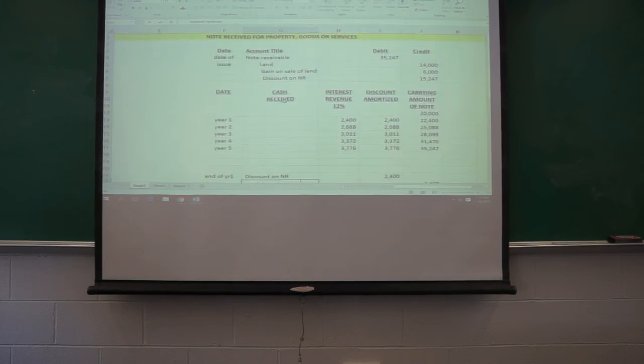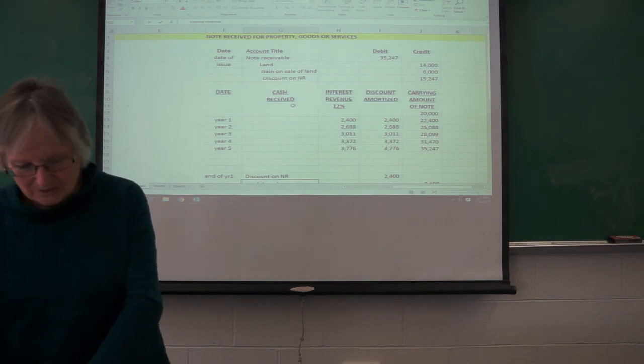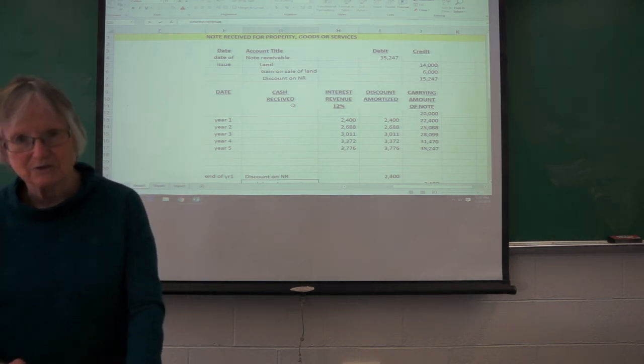Okay, so the main things to keep in mind when you're selling the land is that you really have to come up with a fair value. Don't forget any gains or losses on the transactions if you're given that information. Okay, so that's notes received for property, goods, or services.